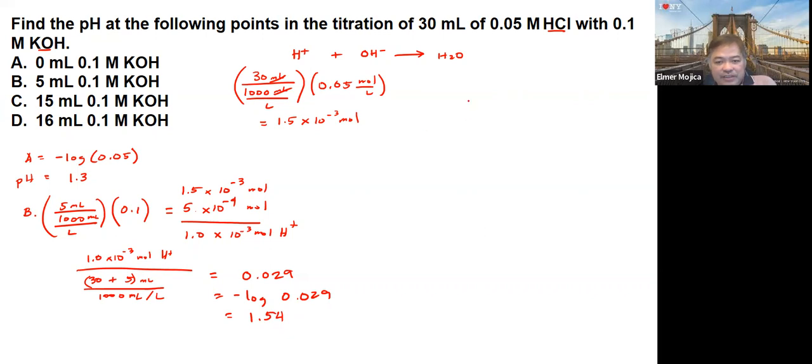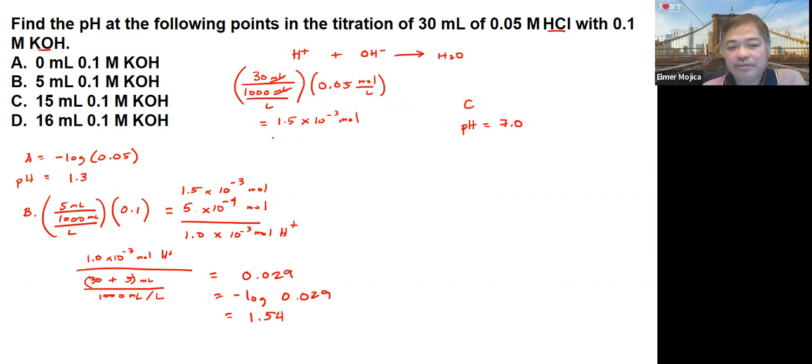Now for C, what happened is you have the same number of moles, 1.5 times 10 to the negative 3. And since this is a titration between a strong acid and a strong base, most likely the pH is just around 7.0. You have the same amount of moles for both the strong acid and strong base.